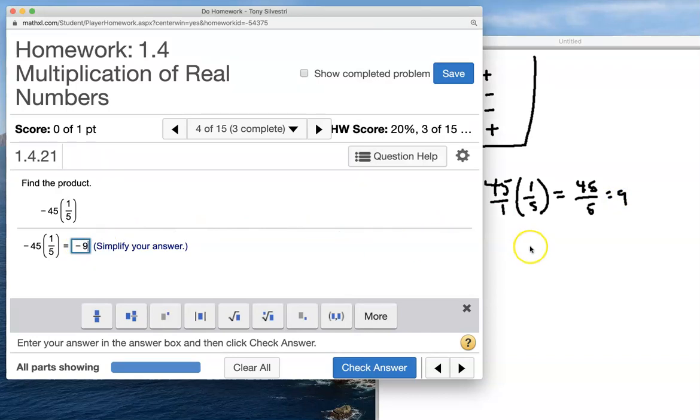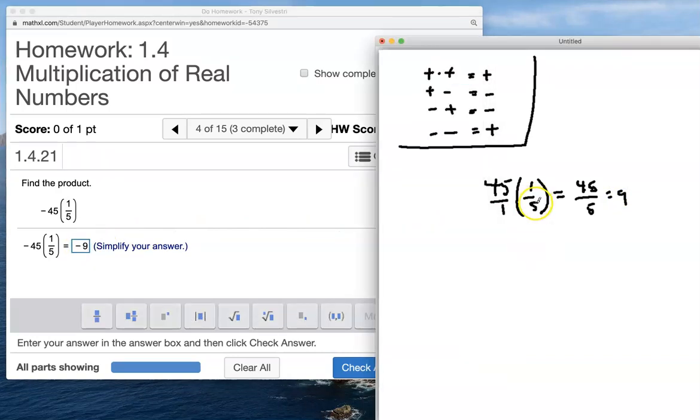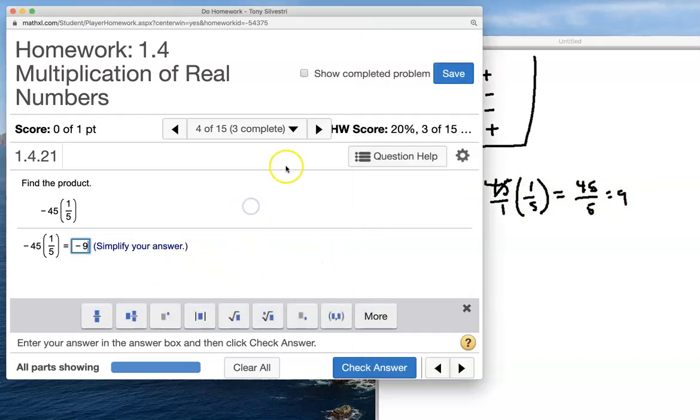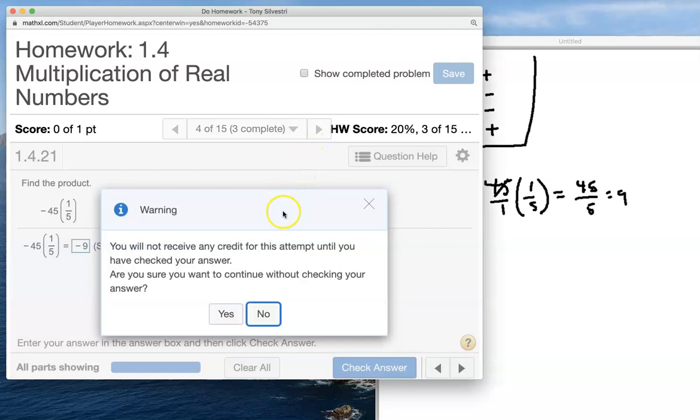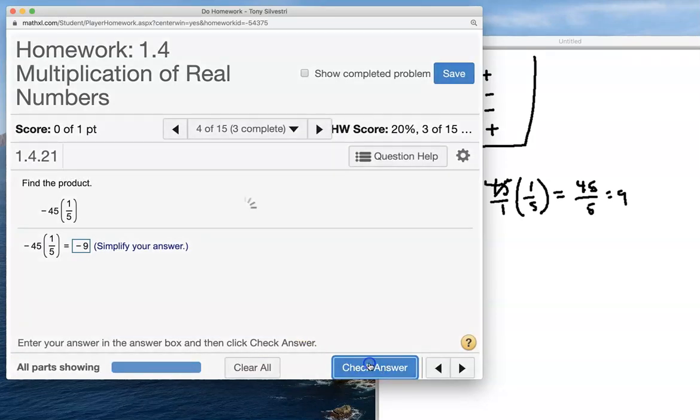Now, I could have got that a lot quicker. Just say 5 goes into itself once. 5 goes into 45 9 times. 9 times 1 is 9. Okay? So either way, it doesn't really matter how you get there. I got to check my answer.